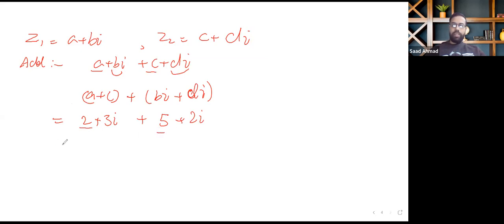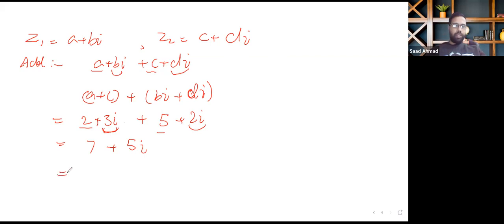So 2 plus 5 will be 7, plus, and then 3i plus 2i will be 5i. So that's how we just add them, and by the same rule, we can subtract them. Same rule: the real part is subtracted from the real part, and the imaginary part is subtracted from the imaginary part. Similarly, we can divide them and multiply them.